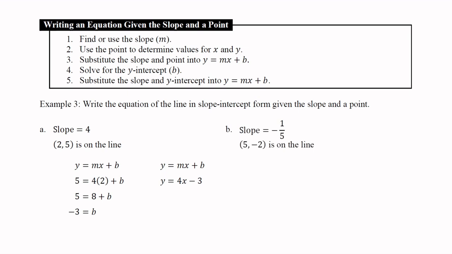In example b, our slope is -1/5 and our point is 5, -2. So again, we plug all of this into the equation except for b. That's what we're going to solve for. And we just solve our equation to get b equals -1. Our y-intercept is -1. Our slope is -1/5. So we plug both of those into slope-intercept form, and we have the equation of our line.